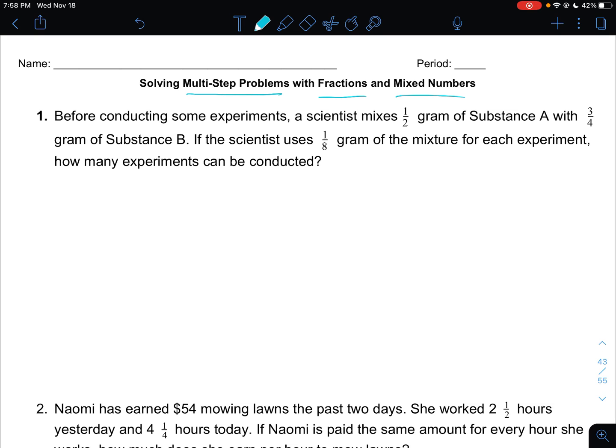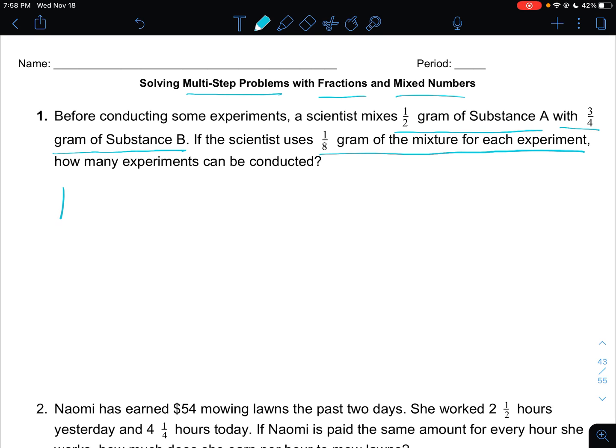So number 1 says that before conducting some experiments, a scientist mixes a half of a gram of substance A with 3/4 gram of substance B. If the scientist uses 1/8 of a gram of the mixture for each experiment, how many experiments can be conducted?